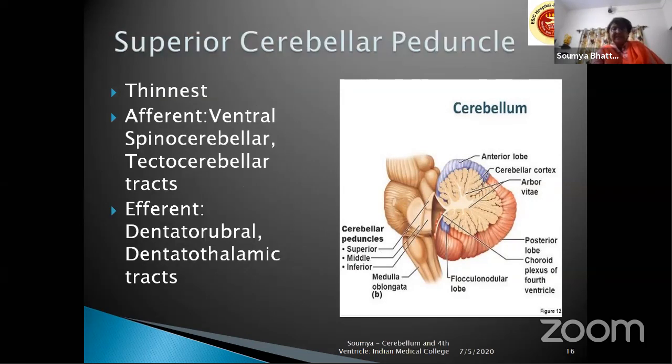Now, the superior cerebellar peduncle is in relation to the part of the midbrain. It is the thinnest one. It has very fine afferents, the ventral spinocerebellar and tectocerebellar fibers. And efferents are dentatorubral, that means from dentate to the red nucleus, and dentatothalamic, from dentate to thalamus. So it has two efferents and two afferents.